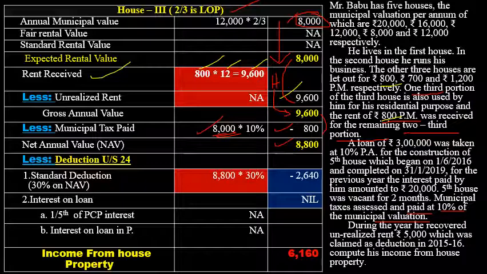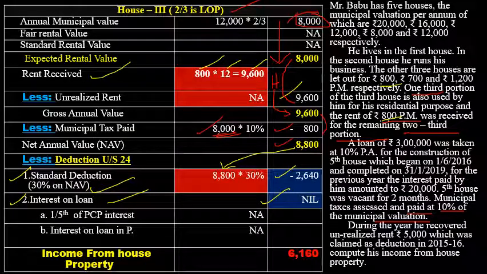Next, deduction under section 24. There are two deductions: the first is the standard deduction, and the second is interest on loan. Standard deduction is 30% of the net annual value, so 8,800 into 30% is 2,640. No loan details are given for the third house, so it is considered nil. So the total income of the third house for the 2/3 part is 6,160.